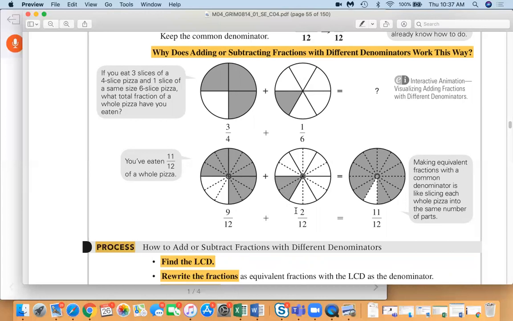The area of that shaded region hasn't changed. We're just now looking at it with a different denominator. So if you were to put all those together and add them, you get 11/12. So if you're having a hard time visualizing, I recommend coming back to this diagram. It's a really great way to understand first equivalent fractions, but also how adding fractions works.